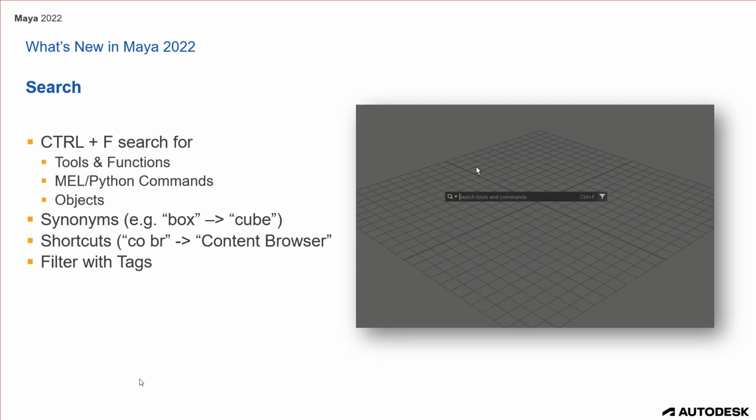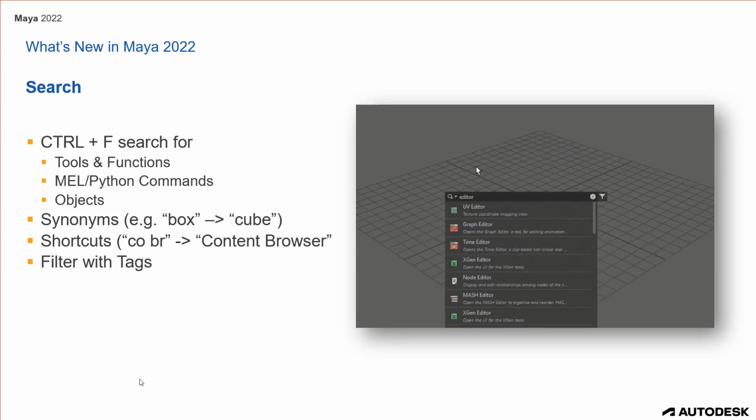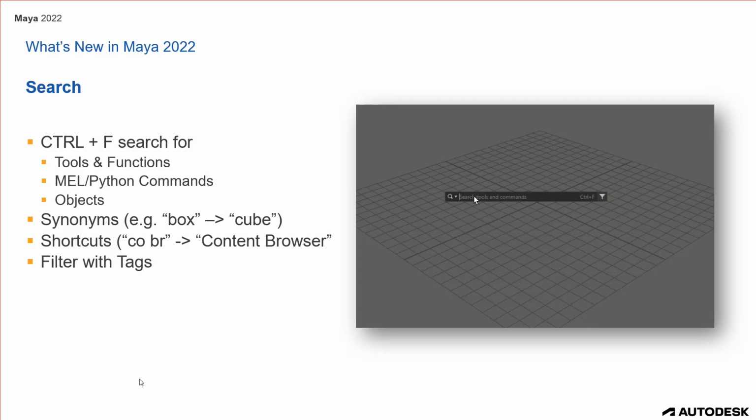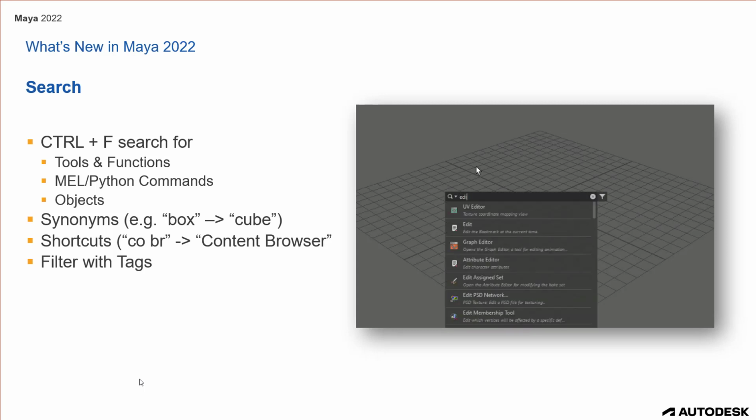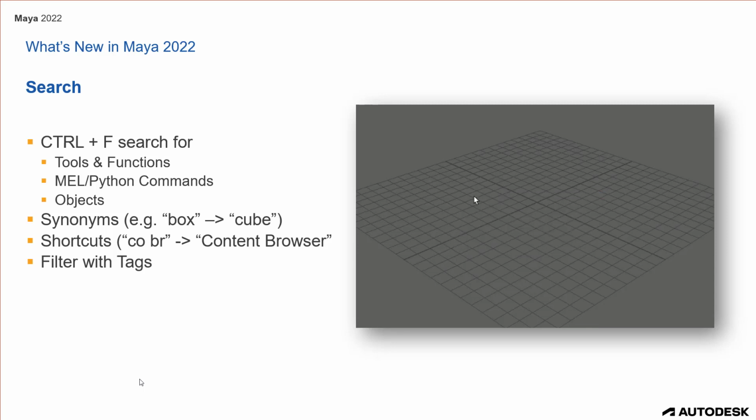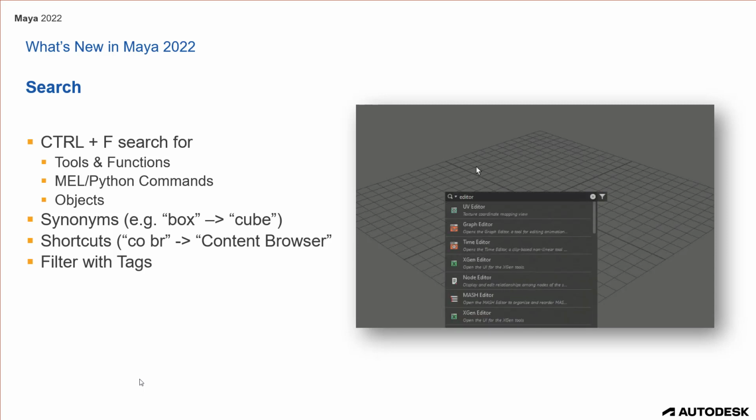You can have tags there, and you can also have shortcuts. Like if you type CO space BR, that could be the content browser, for example, and that will be offered, of course. And you can filter that by tags. If you say, for example, I'm just looking for animation features here, you can make the list much smaller and more compact. So that is the search.